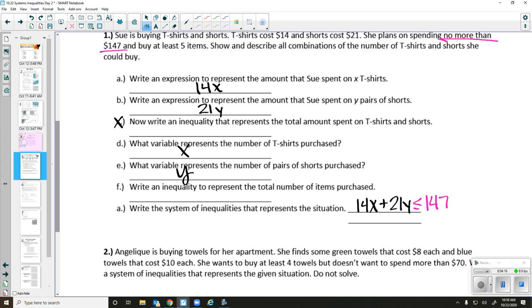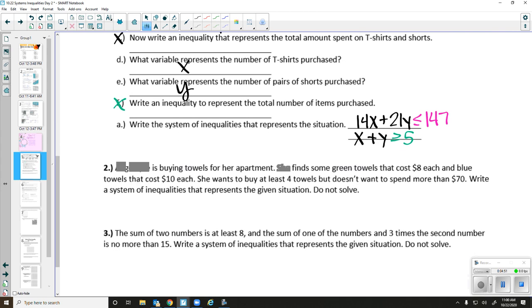Wonderful. That was one of our inequalities. We have successfully made one. Now to make the other, we already said it. The second total is coming from just the number of shirts and shorts she wants to buy in general. So when we combine the number of shirts plus the number of shorts, she wants to get at least 5 items. That is greater than or equal to 5. And ta-da, we are done.